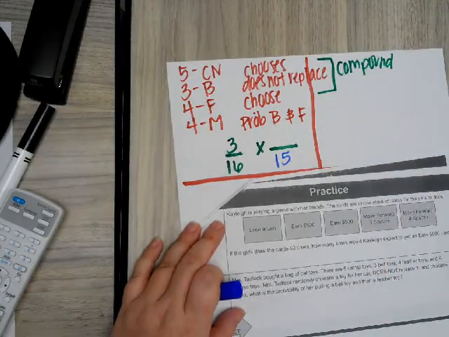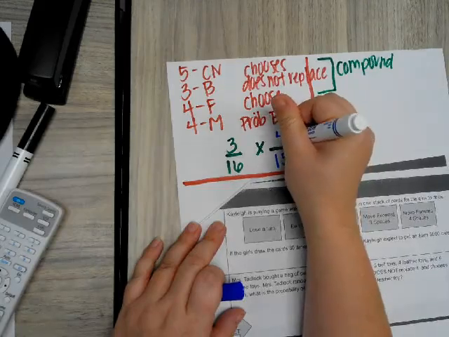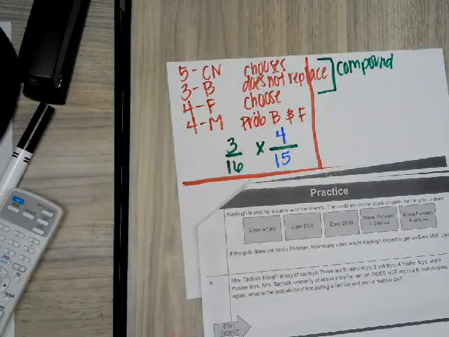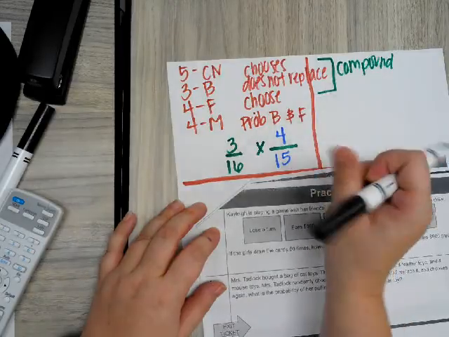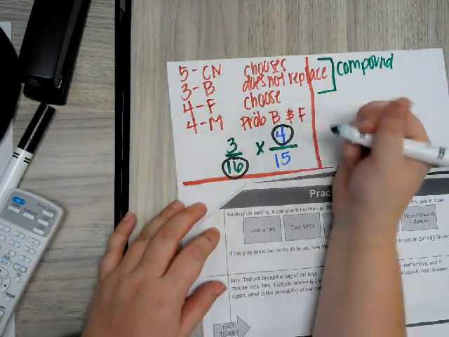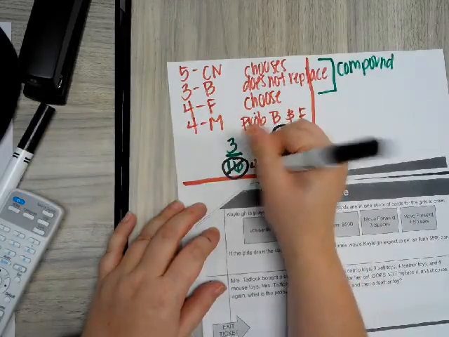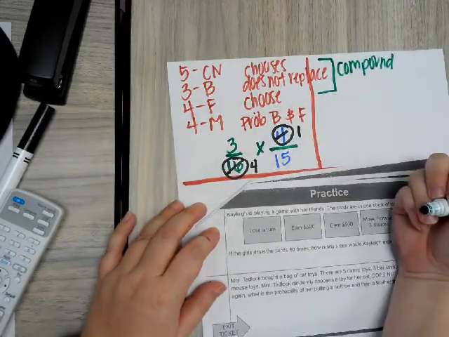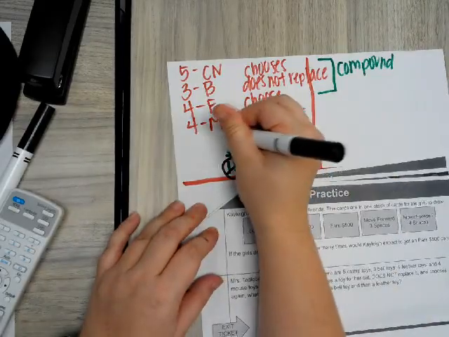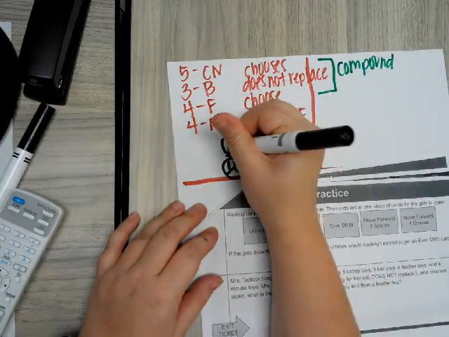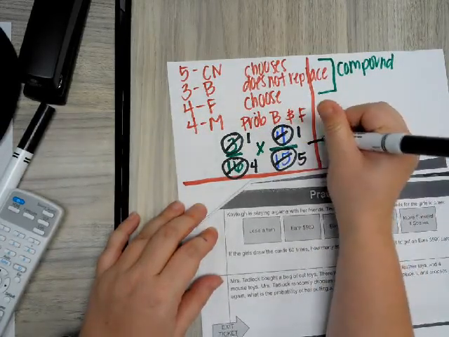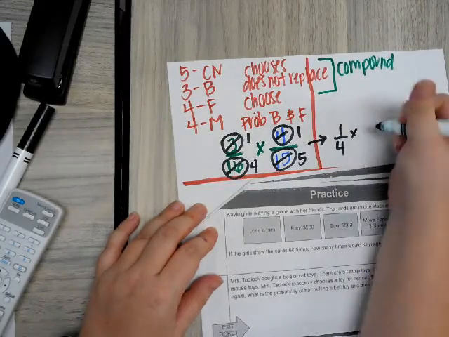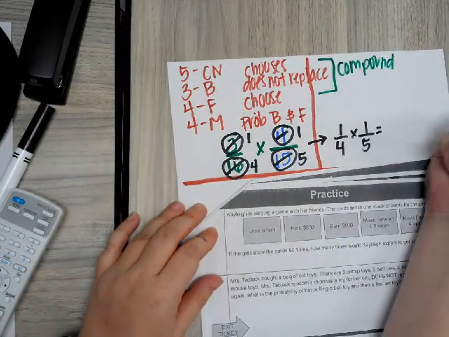Feather toy, that's 4. Okay, now I'm going to go ahead and simplify instead of making bigger numbers. So I'm going to simplify diagonally because I can't do 3 and 16 and I can't do 4 and 15. So 4 and 16, I can simplify that by 4 and get 1 out of 4. I can simplify 3 and 15. I can simplify it by 3. So it's 1. 3 divided by 3 is 1. 15 divided by 3 is 5. So now my new problem is 1 out of 4 times 1 out of 5. 1 times 1 is 1. 5 times 4 is 20.